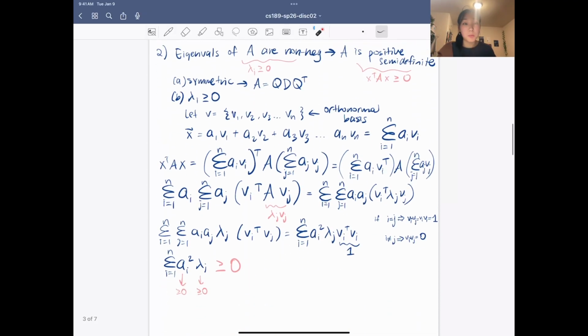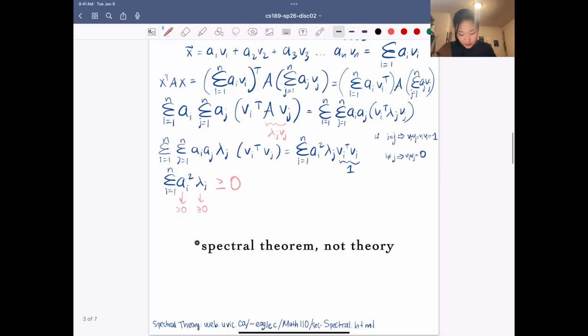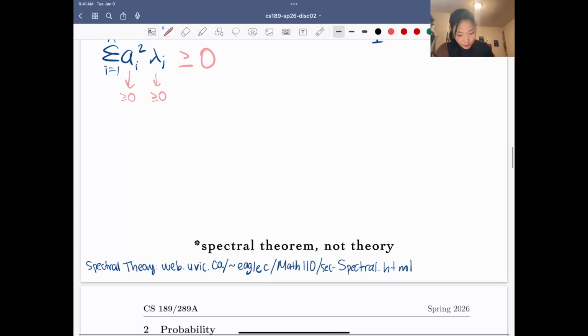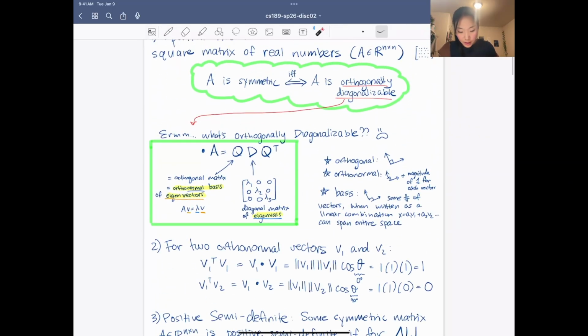That concludes problem 1. If you forgot all your linear algebra and want to review spectral theory, I did quickly put a little link right here that I wrote. Sorry if my handwriting is unreadable, but it's web.uvic.ca/~cbm/math110/sec-spectral.html. It goes over the spectral theorem for matrices with real numbers, and it's really good to help you refresh with exactly what is happening right over here.